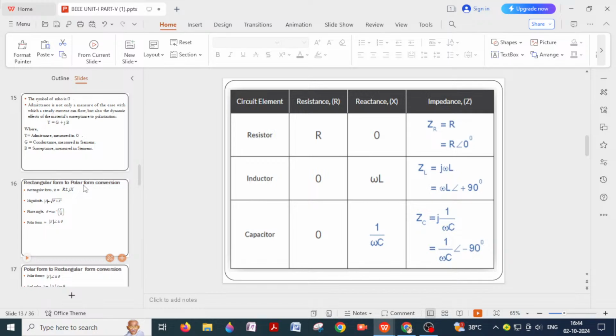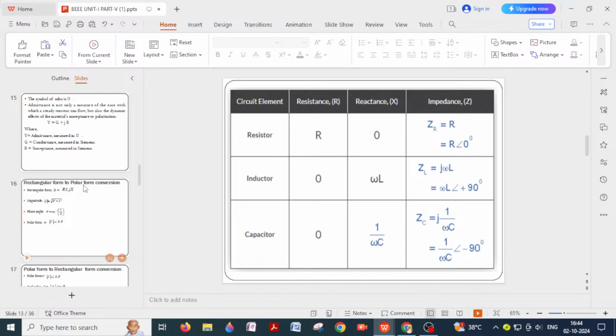Now let us see what is meant by rectangular form. Rectangular form means you represent an equation in terms of a real value and an imaginary value. Imaginary value means a term multiplied with the j operator. You can see here R is not multiplied with anything. So R plus or minus jX, where X is multiplied with j.